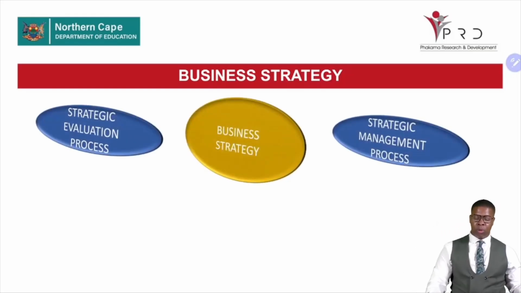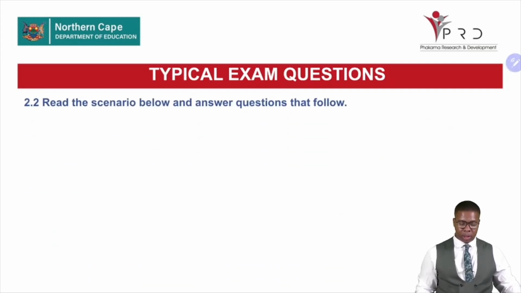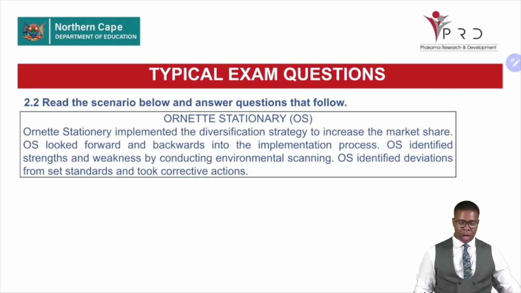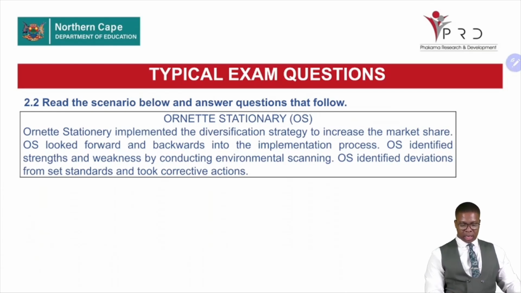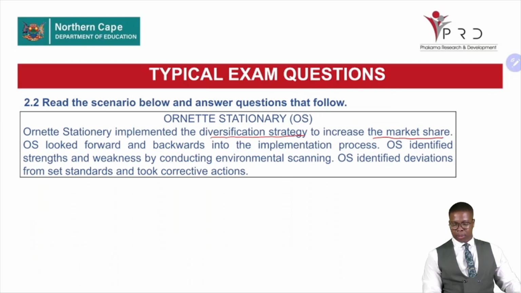But when you look into business strategy, this is the content you'll have to quote from the scenario. Again, it will say read the scenario below and answer the questions that follow. We have Onet Stationery, OS, which implemented the diversification strategy to increase the market share.